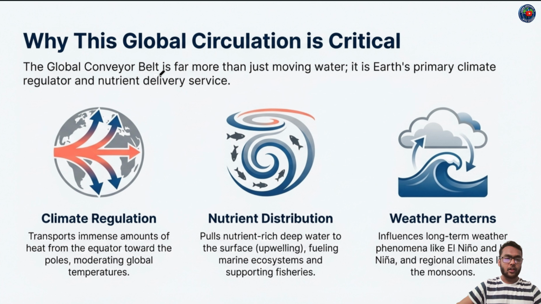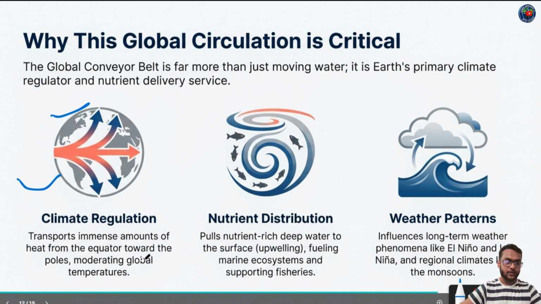The global conveyor belt is far more than just moving water. It is Earth's primary climate regulator and nutrient delivery service. Okay, there are some significant impacts of these ocean density characteristics. First of all, climate regulation. It transports an immense amount of heat from the equator towards the poles, moderating global temperature. That is the global conveyor belt.